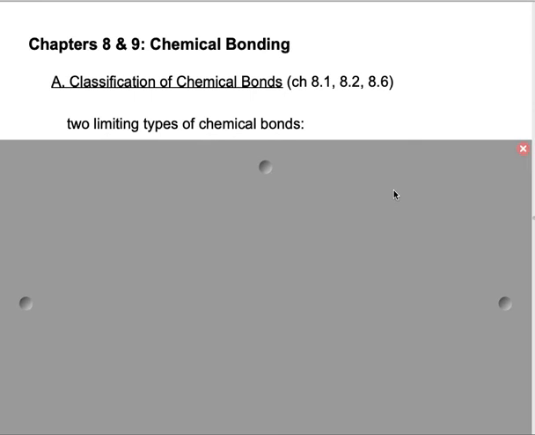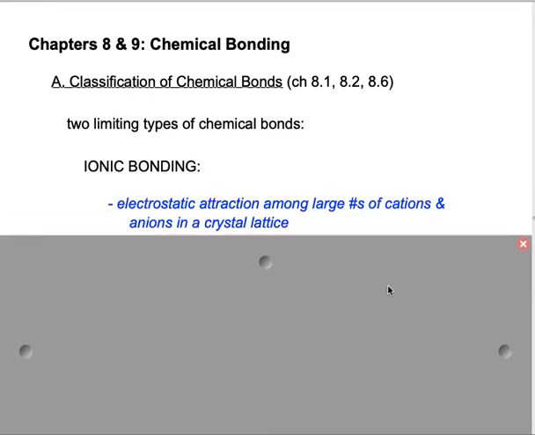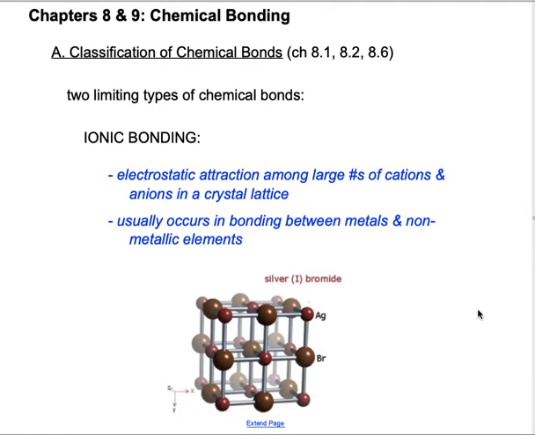As you'll recall, there are two limiting types of chemical bonds. Ionic bonding, which involves electrostatic attraction among large numbers of cations and anions in a crystal lattice, and usually occurs in bonding between metals and nonmetallic elements. And here's a depiction of the crystal lattice of silver(I) bromide.